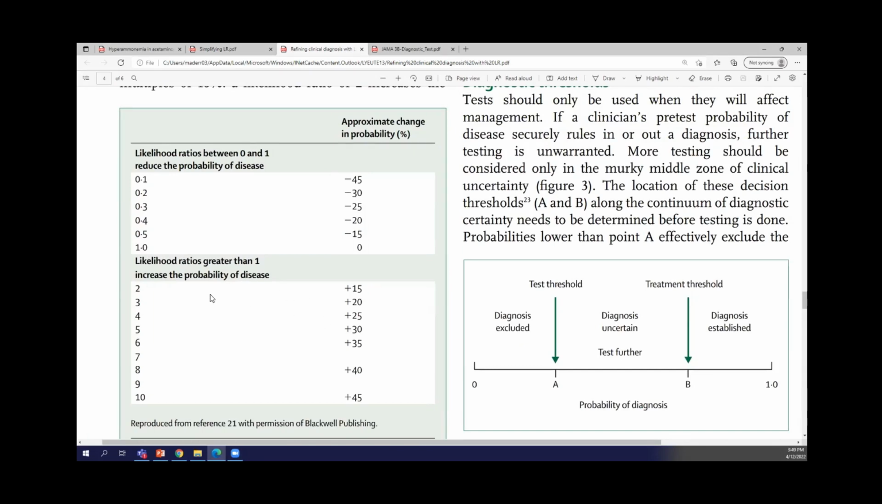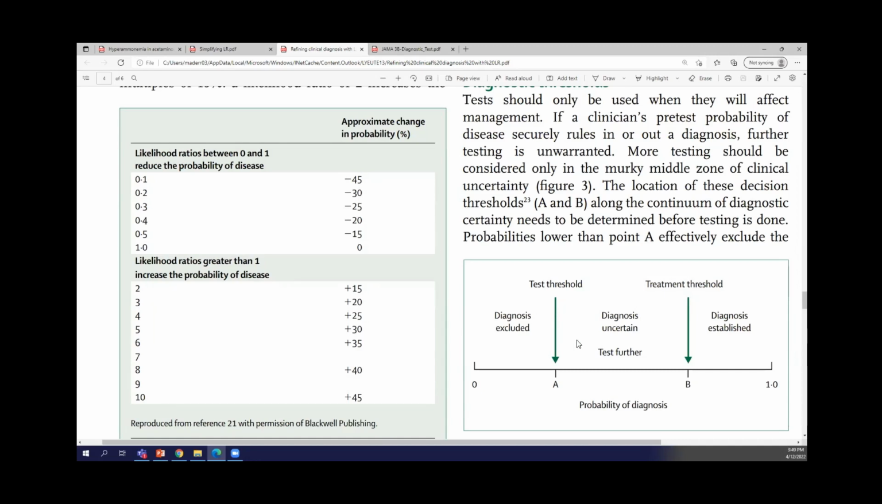Basically, if your likelihood ratio is 2, 5, or 10, then your test is going to increase the post-test probability by 15, 30, and 45%. Likewise, if your ratios are 0.5, 0.2, or 0.1, then that's going to decrease your probability by 15, 30, and 45. So that's an easy way to remember and start applying it to clinical practice.